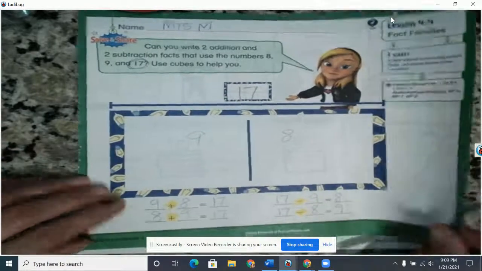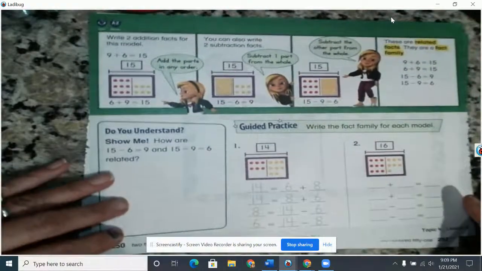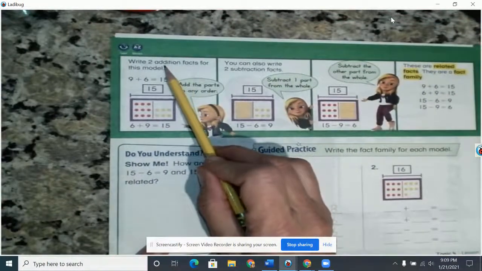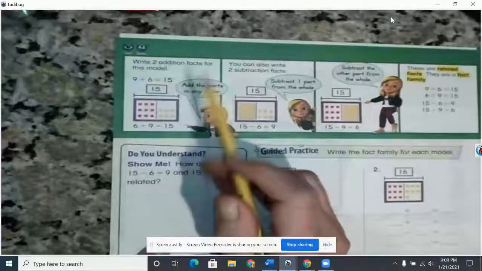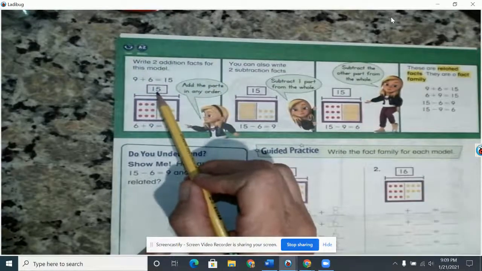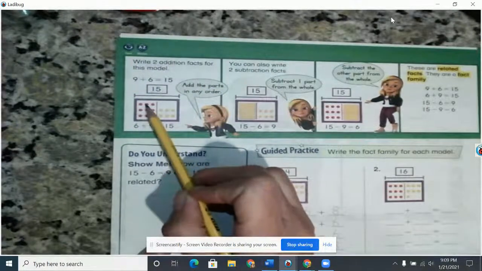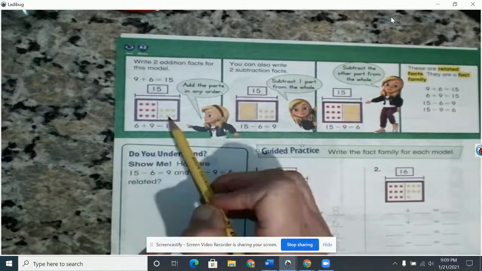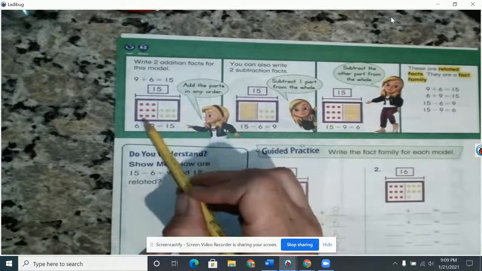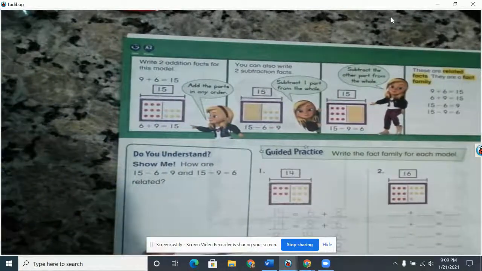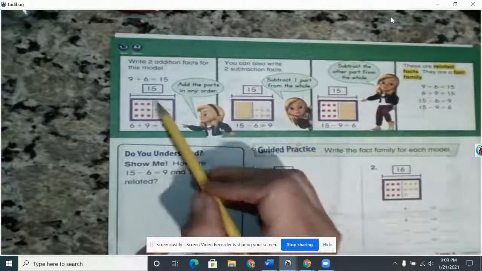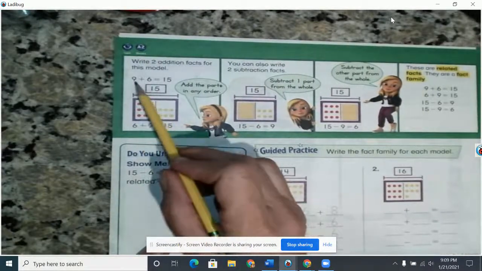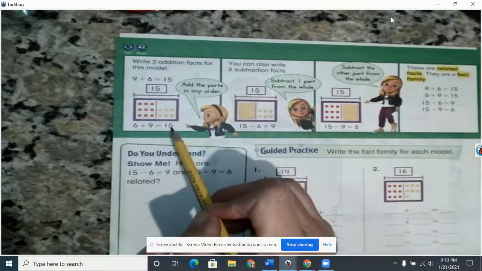Okay, let's look at the back. Now here she's talking about how to go about writing 2 addition facts for this model. So here we have the whole number at the top. We have 1, 2, 3, 4, 5, 6, 7, 8, 9. So there's the 9. And then here's the 6. And when you put them all together, they equal the 15. And you can add them in any order. It doesn't matter which order you add them in. That's why it doesn't matter which order you put the numbers, as long as the 15 comes at the end.